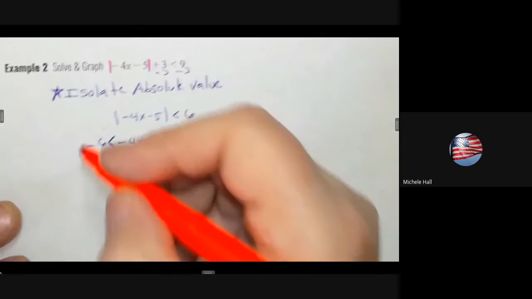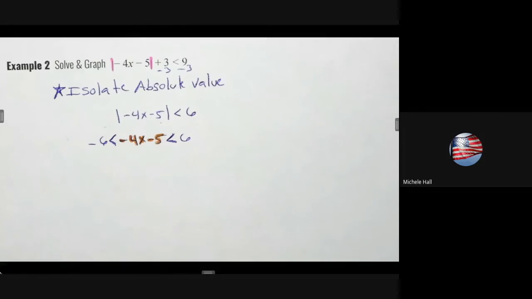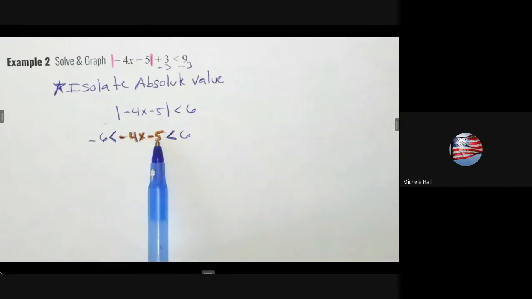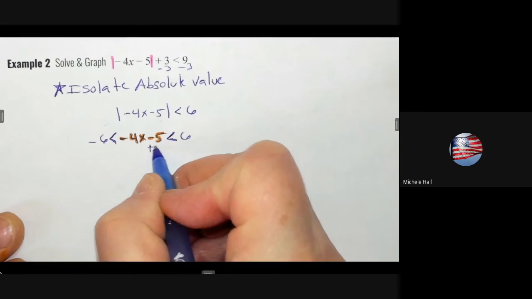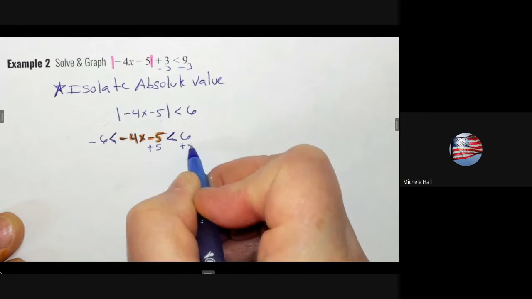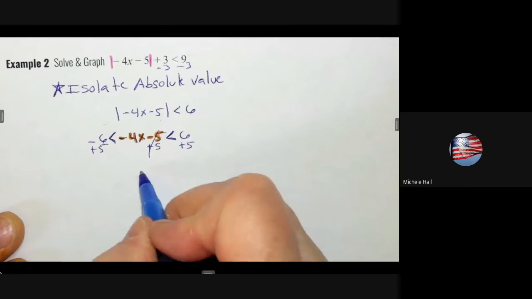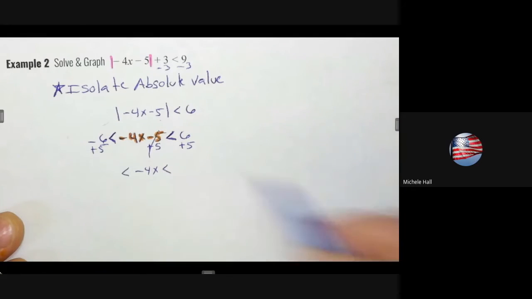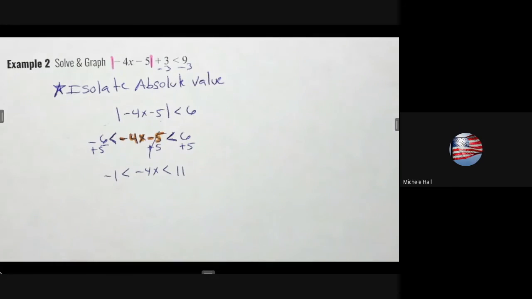Now if you look at what's on the inside of these signs, you can see what's being done to the variable. Is this a one-step, two-step, or multi-step inequality? There are two things being done to the x. It's being subtracted by 5 and multiplied by -4. So this would be a two-step inequality. We need to add 5, and I'm going to do it over here as well as on the other end. They cancel, and I'm left with negative 4x, and I keep my signs, and then I just do the math. Negative 6 plus 5 is negative 1, 6 plus 5 is 11.